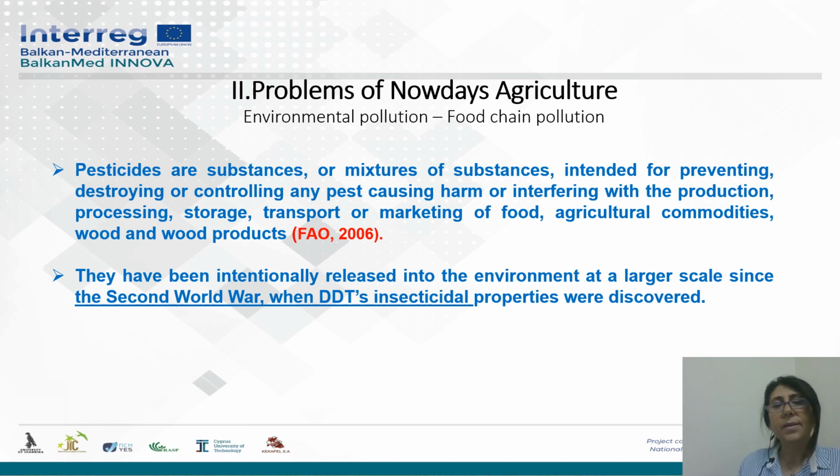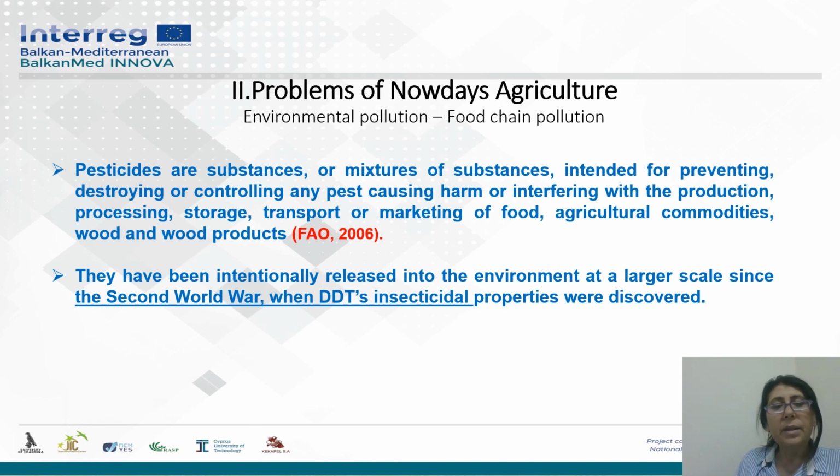Speaking about pesticides, what are the pesticides? What do they do? Pesticides are substances or mixtures of substances intended for preventing, destroying, or controlling any pest causing harm or interfering with the production, processing, storage, transport, or marketing of food, agricultural commodities, wood, and wood products. This is the definition given by FAO.